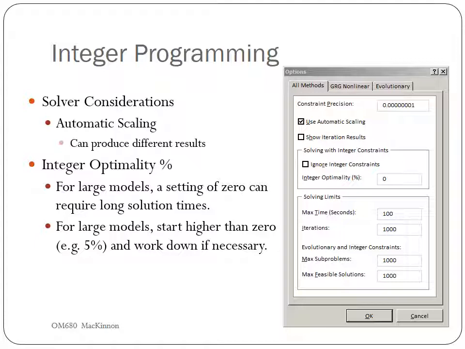If you keep it set to 0, some models will require a very long time to solve. Okay. If you're having trouble finding an optimal solution, you might start higher, say like at 5%, and then work down if you can. All right. But the default is 1, and typically that is sufficient. Although I think for the problems that we're going to do, for the most part, even 0 is okay.